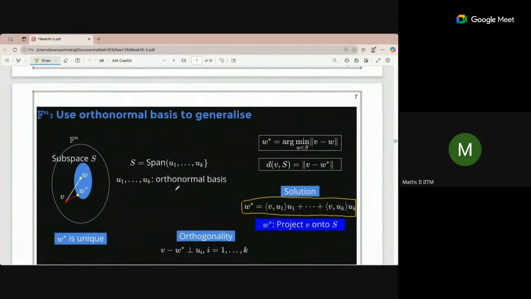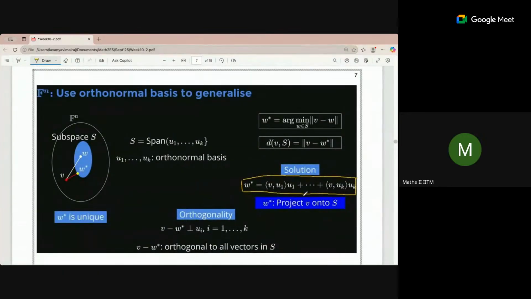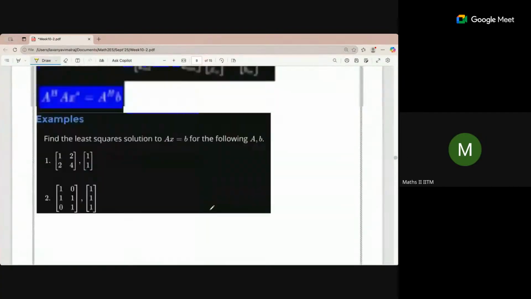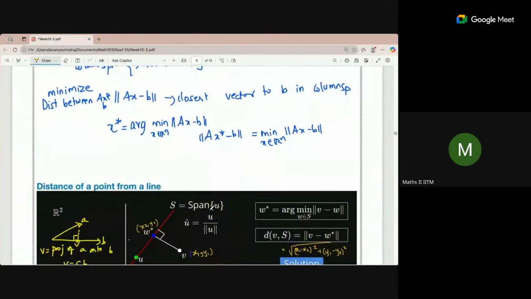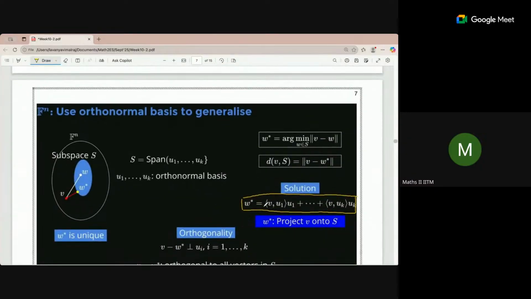So this is just for a line; as I told you, this is the distance of a point from a line. Now, instead of a line, if I have a plane or a general subspace, then what is the formula? In that case, you have to project v onto the entire subspace, for which this is the formula for w star. This is the projection of v onto S. It would have been better if I had first done the projection and then this, but anyway, it's fine.